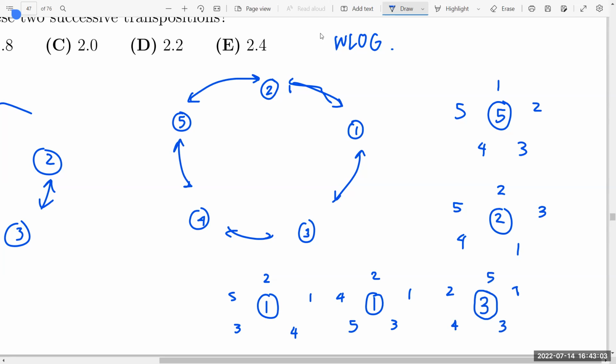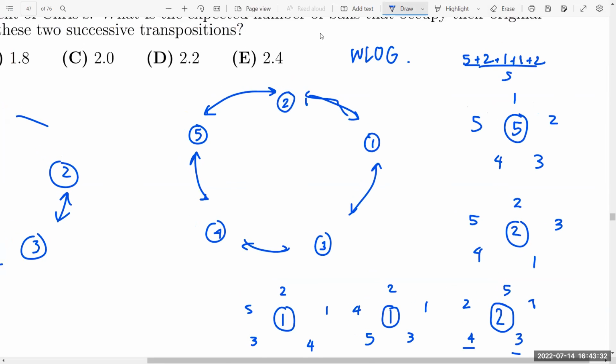As a result, we have now found that we have 5, 2, 1, 1, and 3. Or actually, wait, there are only 2 here, the 3 and the 4. There's no 5th one here. So actually, the answer would be 5 plus 2 plus 1 plus 1 plus 2 over 5, right? The average of these. And the sum would be on the top, 11. So the answer is 2.2, which is D.